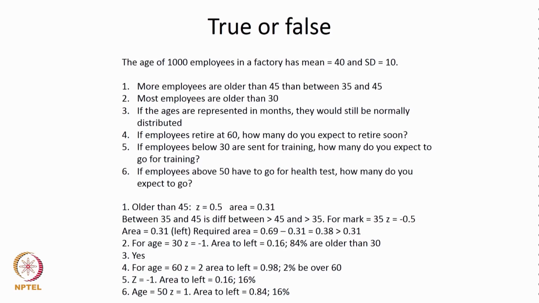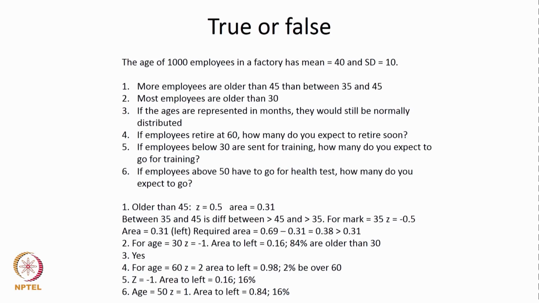If the employees retire at 60, how many do you expect to retire soon? That is an interesting question. When x is equal to 60, z becomes equal to 2 and the area to the left is 0.98. So 2% will be over 60 is the actual answer, but then we have to go back and realize that we have made that normal approximation. So these 2% we now say would either have retired or be very close to retirement, but 2% will be over 60 and therefore they would have retired by now if 60 is the retirement age.